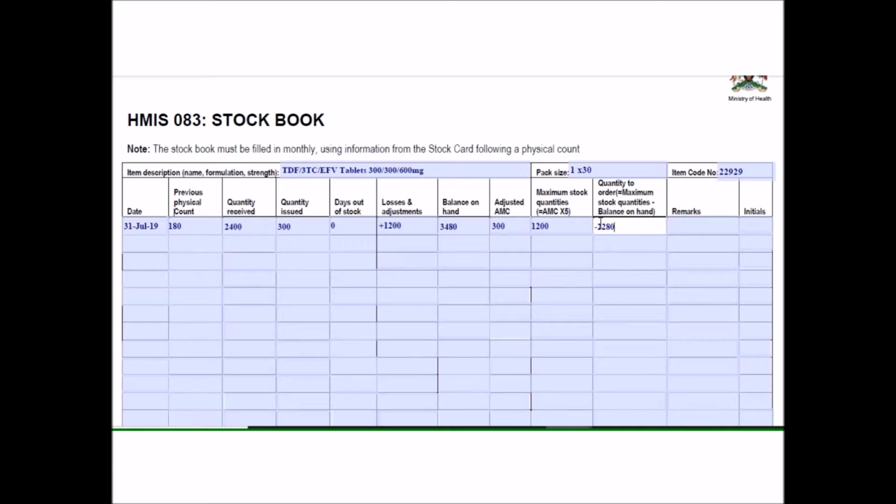with 1,200, and that will be enough for our 4-month needs. So we can give this one away comfortably. And remarks, we are overstocked.